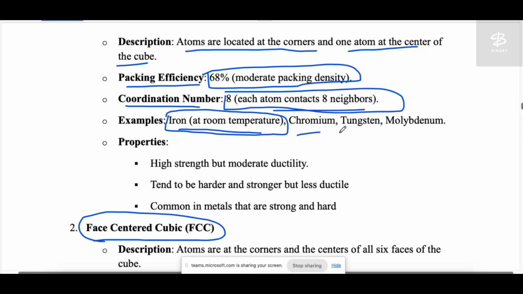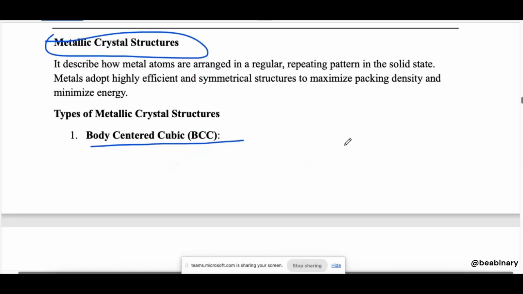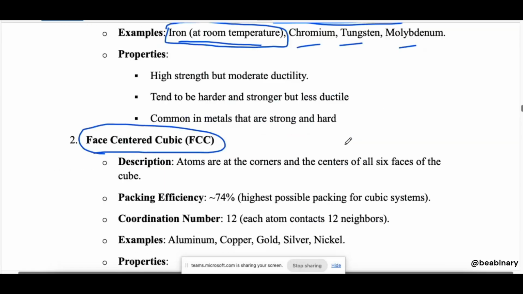Okay, like chromium, tungsten, molybdenum. These are examples of body-centered crystal structures. If we talk about the properties, what kind of properties would we have? If the body-centered structures are there, then the first one is high strength, but moderate ductility. Ductility I have already discussed yesterday.